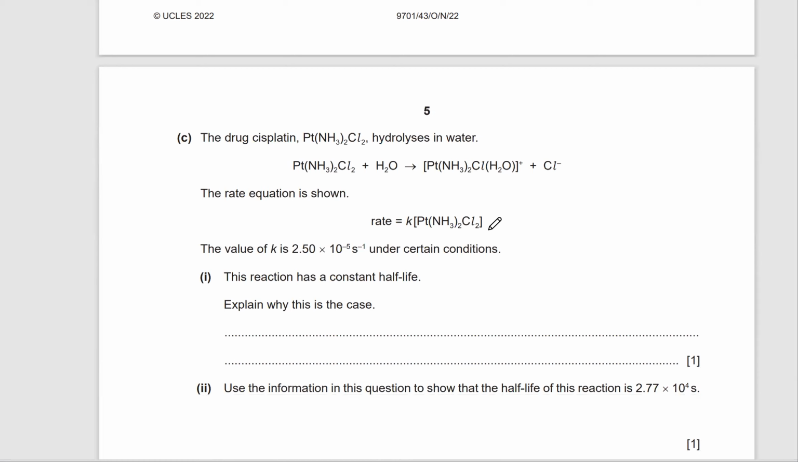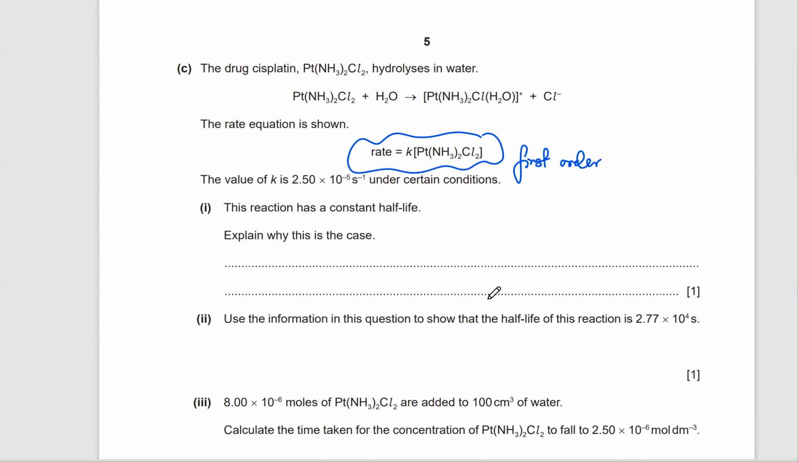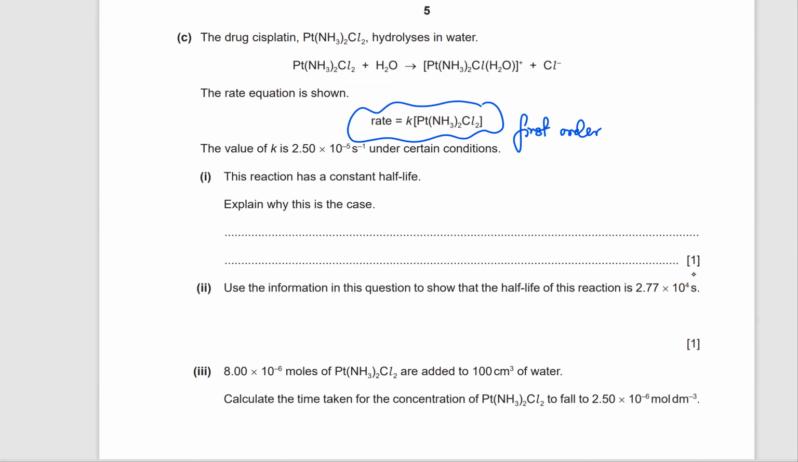अच्छा, फिर इधर वो कह रहे हैं कि the reaction has a constant half-life, so why does it have a constant half-life? Because it's first order. I mean, the equation given है ना, it will follow first order reaction kinetics. मतलब लिखा हुआ है it's first order, ठीक है, directly proportional. Use this information in the question to show that the half-life of this reaction is 2.7. ये हमने वो कहा था कि k is basically what? 0.693.